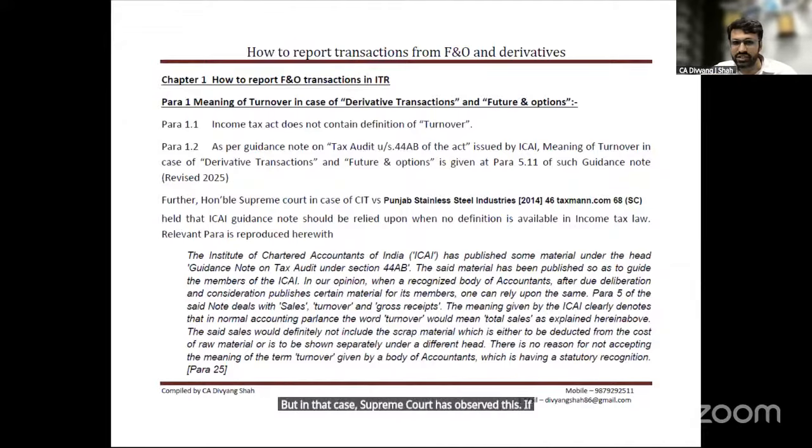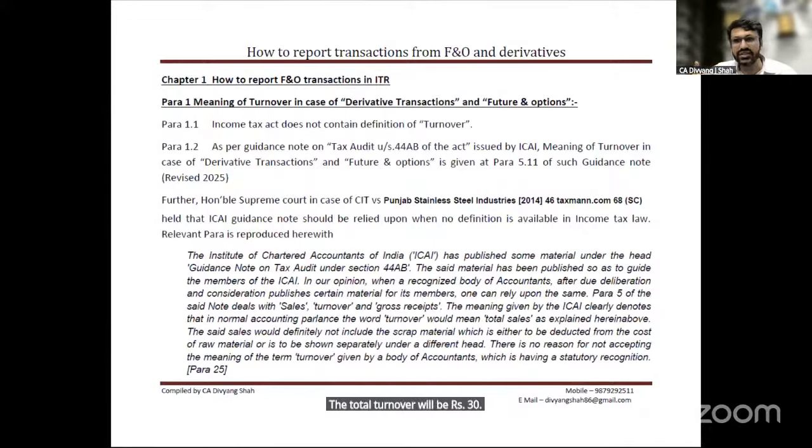If a definition of turnover is not available, then the apex body for the accountants, that is the Institute of Chartered Accountants of India's guidance note, should be relied upon. That's what they have mentioned over here. So by relying on this judgment, our calculation will be based on the guidance note. And that's how the guidance note says you need to ignore the sign of the profit or loss of each transaction, and we need to add that up. So in our example, the total turnover will be rupees 30.